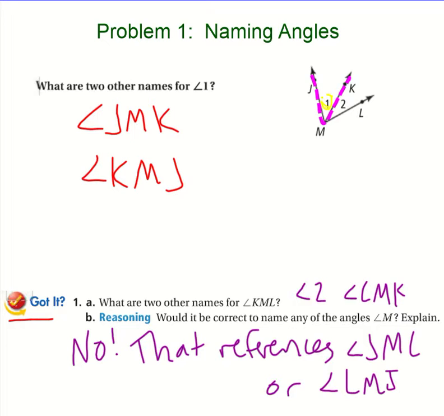I said that for number 1A, two other names are angle 2 or angle LMK. And this last question is a really good question to ask yourself. It says, would it be correct to name any of the angles angle M? And I say no, because if you're looking at angle M, that's where these two different angles meet. It really looks like it's the vertex of angle JML or LMJ. If you were trying to call angle JMK angle M, I think you'd be referencing a larger angle than you're actually attempting to. So it's a no.